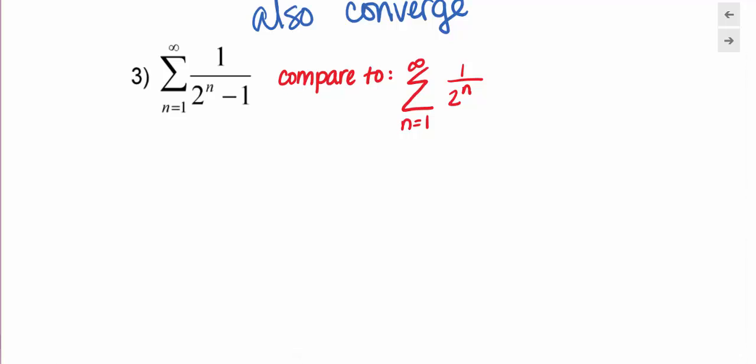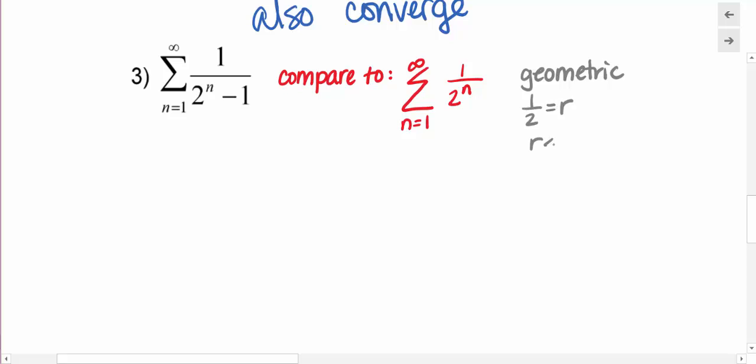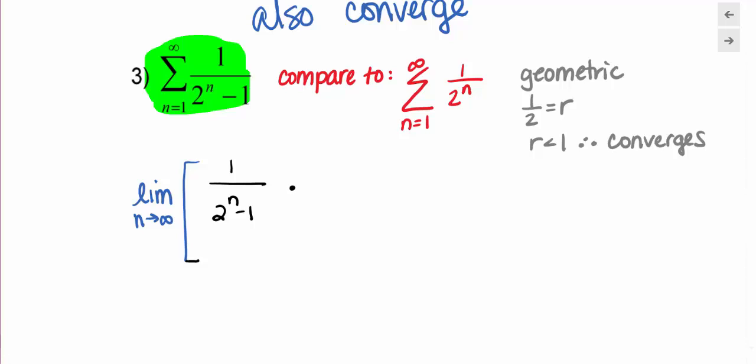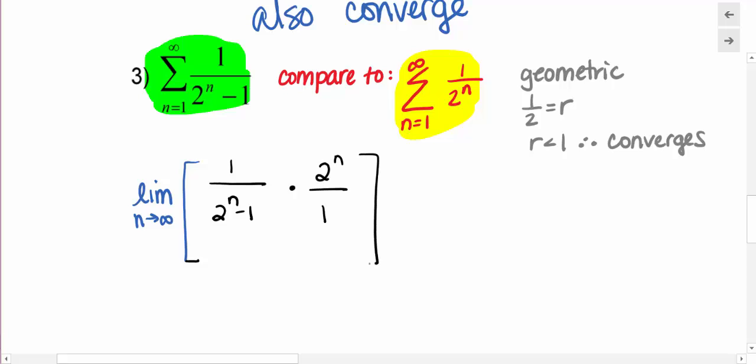So this one is geometric, right? Because my exponent is changing, not my base. And my rate is a half. And since my rate is less than 1, I know this converges. And so all I want to figure out is my limit, right, as n approaches infinity of this series. I just want it to be some finite number, not 0. So my limit of the green, right, my given series, I'm going to multiply by the reciprocal instead of dividing by my comparative series here.